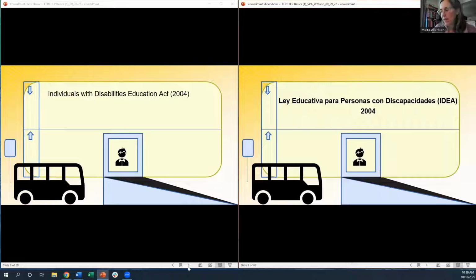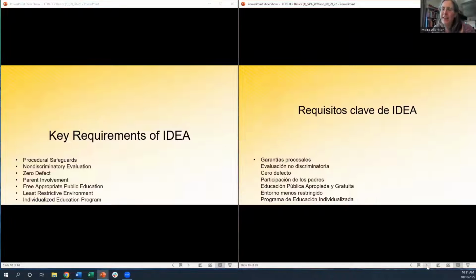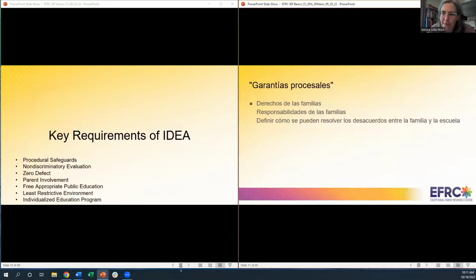Now we're not just talking about getting you up the ramp or in the door or up the steps, but really how a person gets to their educational environment can even be at issue. So we're going to move forward into what are the key requirements of the Individuals with Disabilities Education Act. And I'm going right through this placeholder slide into the first component, which is procedural safeguards.